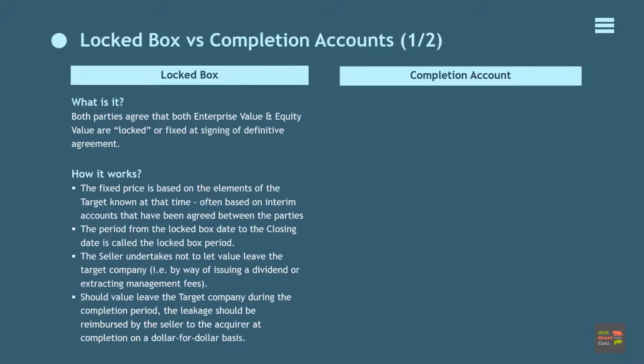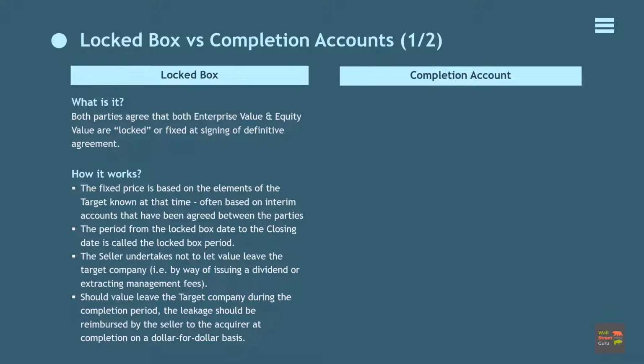In a locked box, both parties agree that both enterprise value and equity value are locked or fixed at signing. This price is based on the elements of the target company known at that time, often based on interim accounts that have been discussed and agreed between the parties. Simultaneously, the parties agree that the elements used for the determination of the purchase price are locked. The period from the lockbox date to the closing date is called the lockbox period.